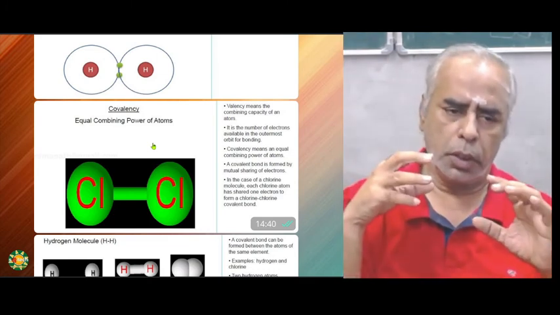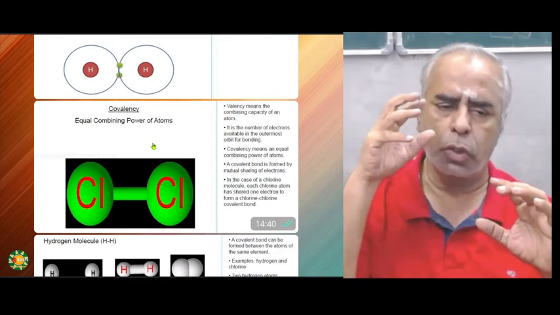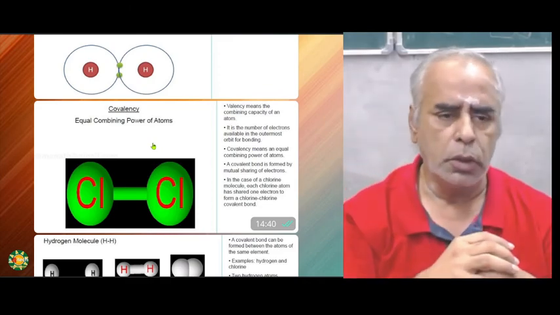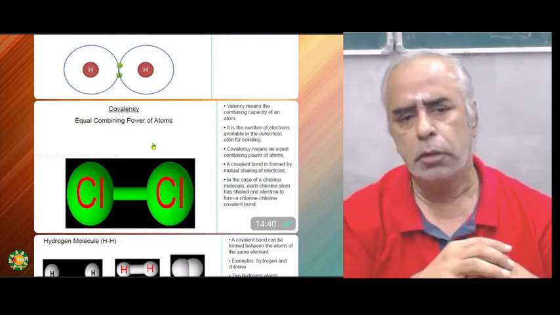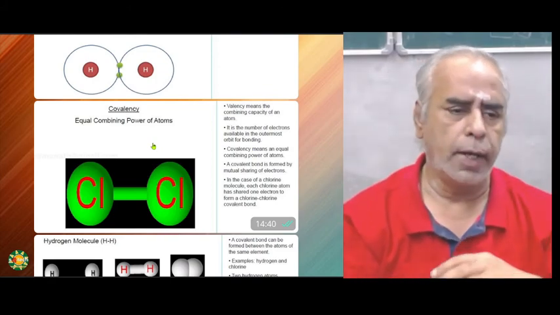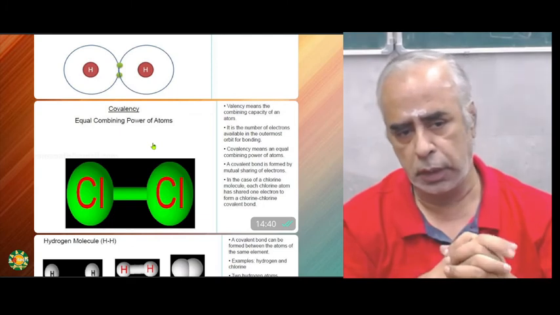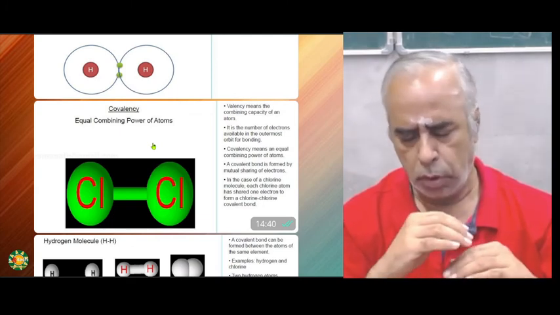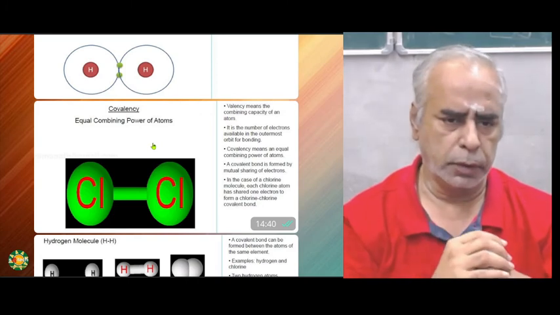So, the electrons which are available in the outermost shell for bonding, they decide the valency. Do you understand? Right. Let us go deeper, further.